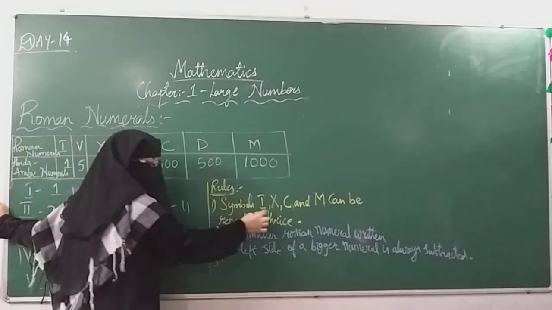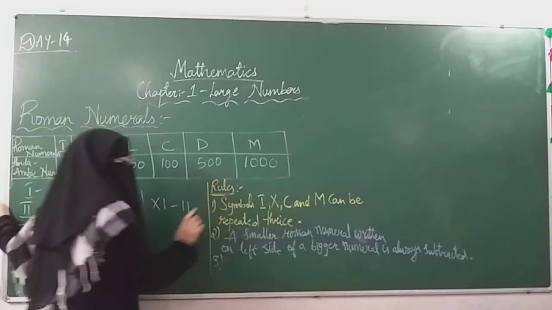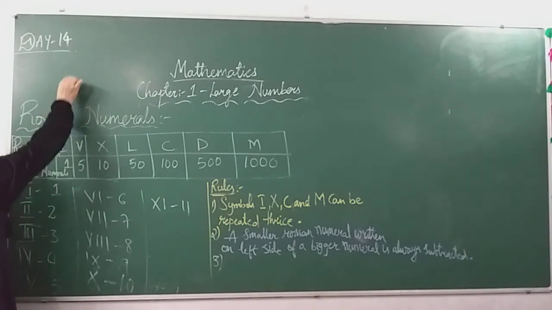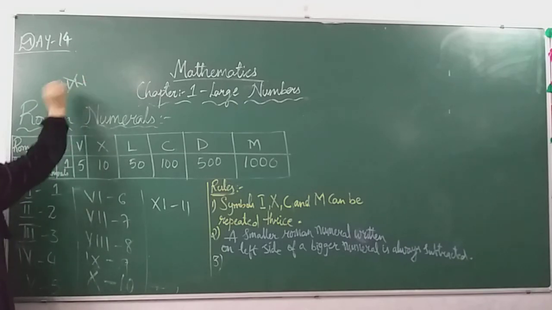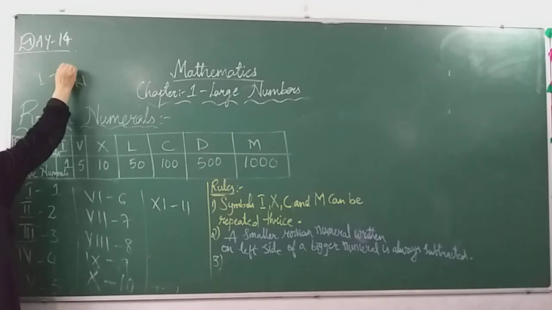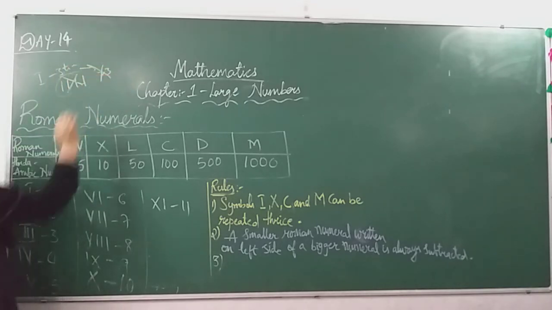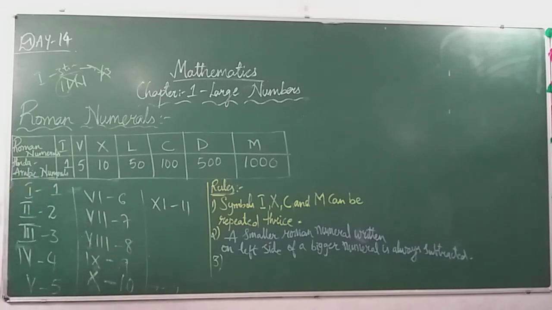Symbols I, X, C and M can be repeated thrice. Just now I showed you I, 1, 2, 3 times we are repeating. For 4 we are not writing like this because it is a rule. We can't write like this. We can't repeat I more than 3 times. We can repeat 3 times, but more than 3 times it is not possible. Okay, that is the first rule.